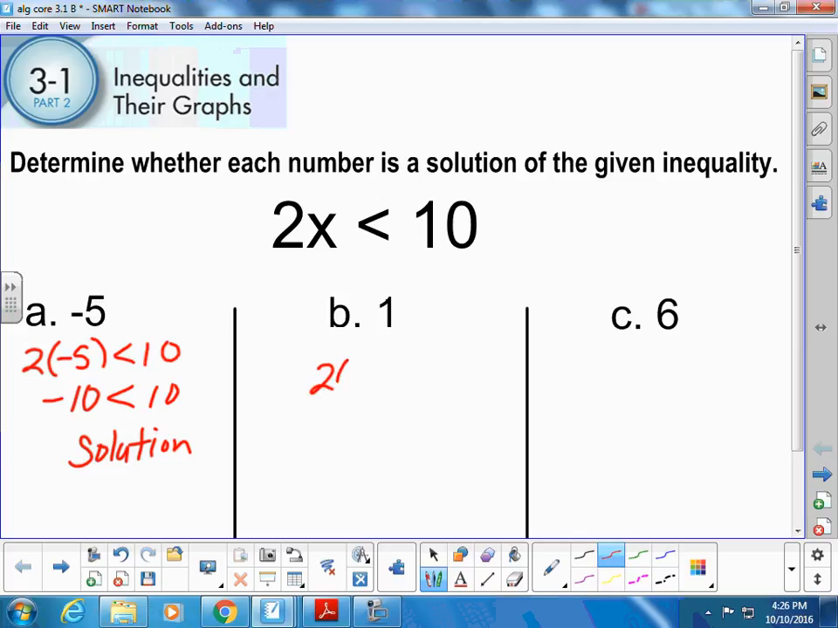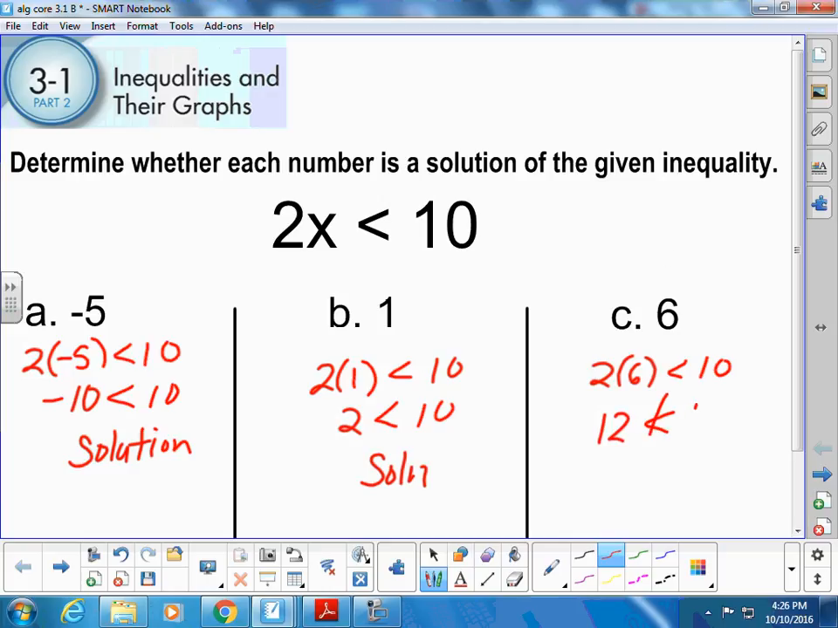So 2 times 1, is that less than 10? 2 is less than 10, so this also is a solution. And the third one, 2 times 6, is that less than 10? 12 is not less than 10, so not a solution.